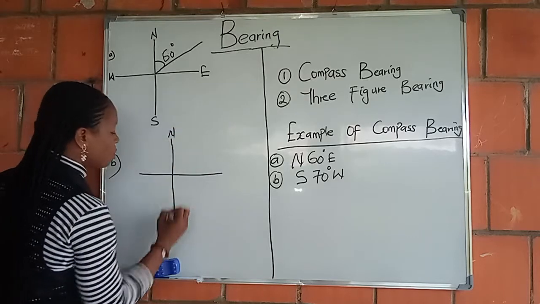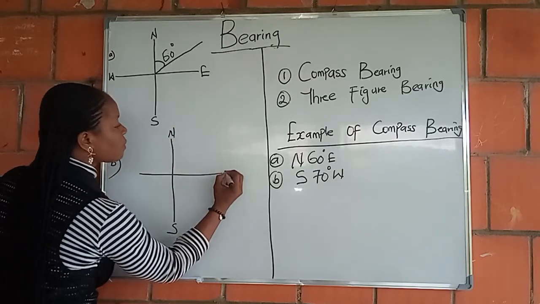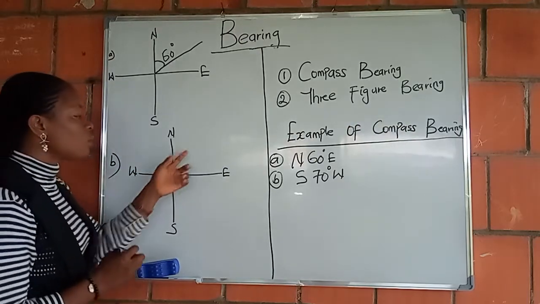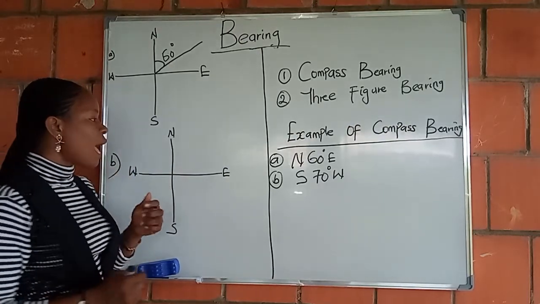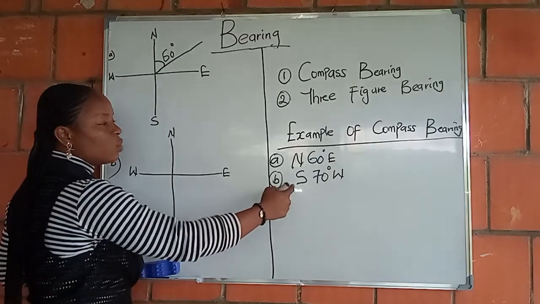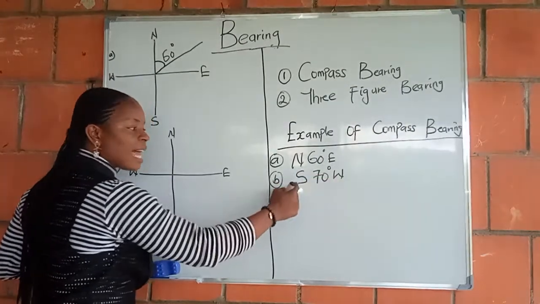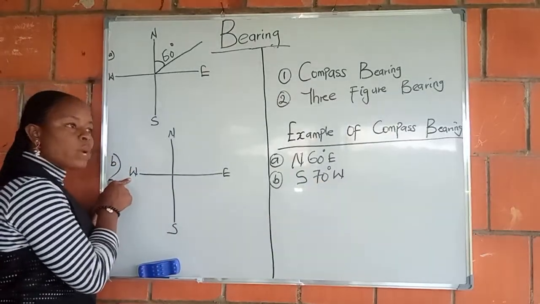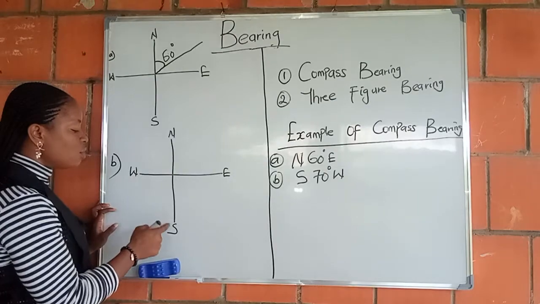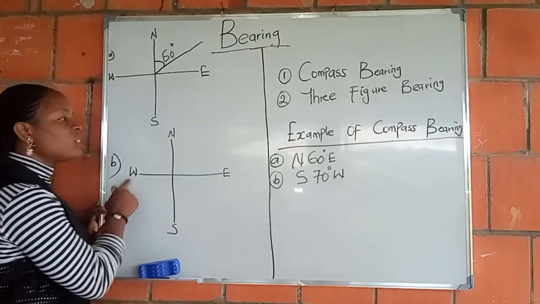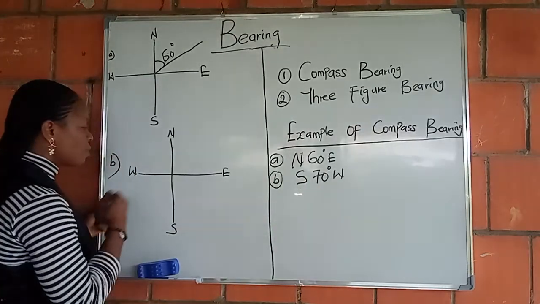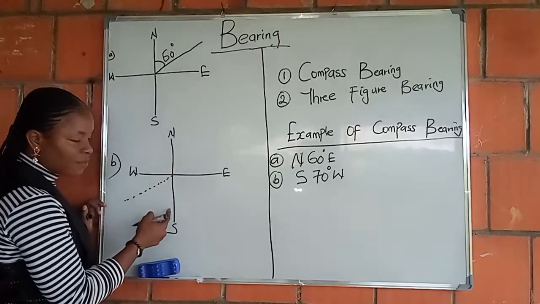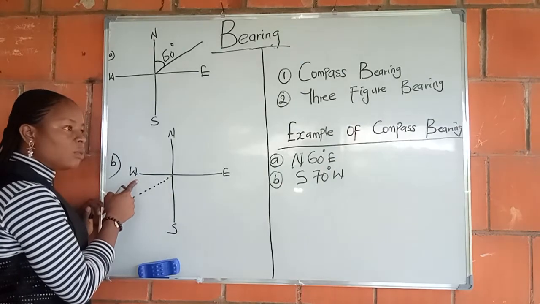I have my north, I have south, east, and west. Now each quadrant contains 90°, and the question carries south and west. So this is my south, this is my west. Each quadrant contains 90, so from south to west is 90°. So I'm going to sketch 70 out. If I sketch this out, I can say this is 70° and this is 20°.